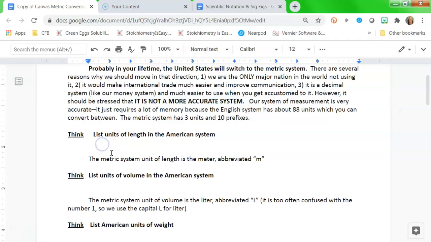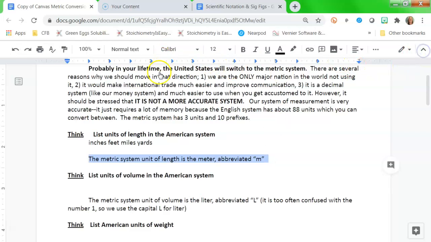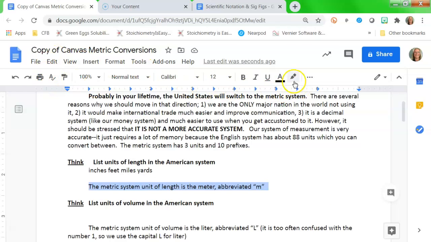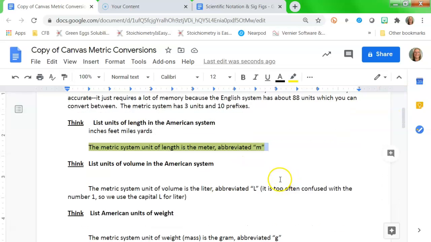So if we're going to compare the metric system to the American system, some units of length in the American system involve things like inches, feet, miles, yards, okay? In the metric system, the units involve things like the meter. Did you hear me say anything else? No, you did not, and that is because the only base unit for distance in the metric system is the meter.